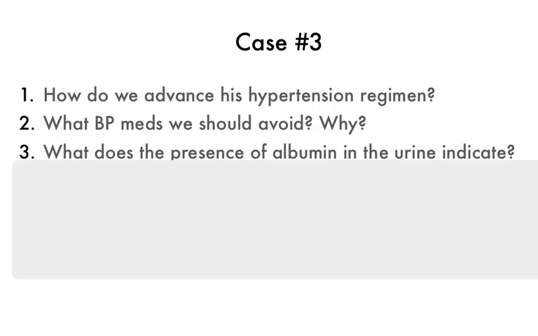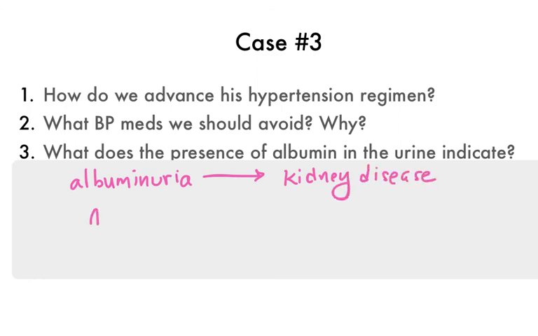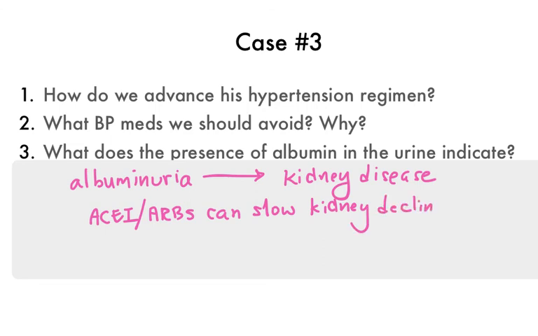Now, this is probably something you had to look up. What does the presence of albumin in the urine indicate? And why am I asking this in the first place? Well, albumin in the urine is indicative of some level of kidney disease. ACEs and ARBs have been shown to slow the progression of kidney dysfunction, but they shouldn't be used together, of course. So in this patient, that might indicate that an ACE or an ARB actually may be a good choice, even with the risk of dry cough in his COPD, because of the indication that he might have some level of kidney dysfunction.